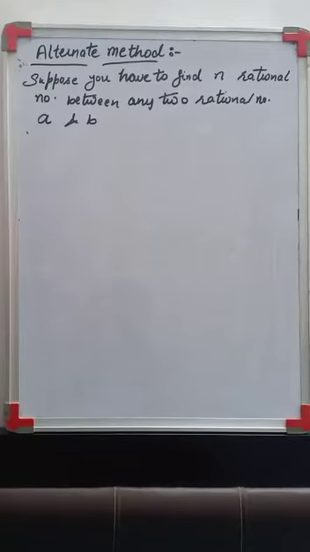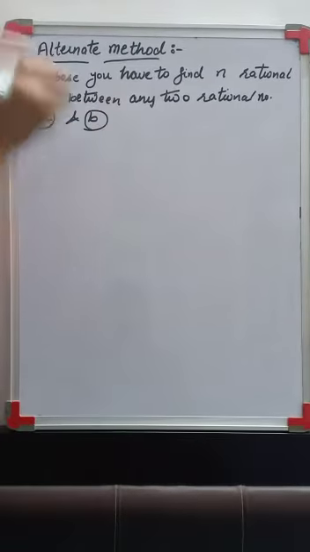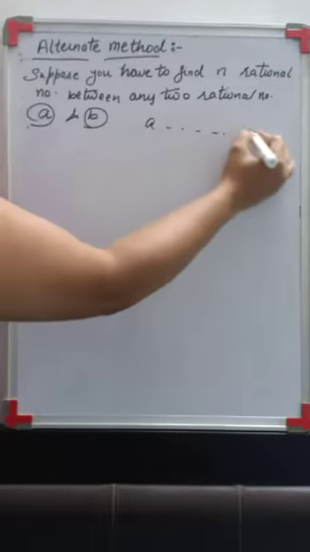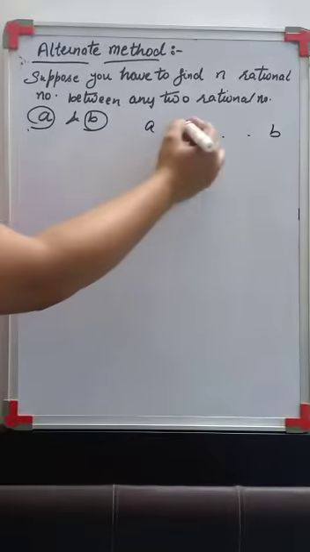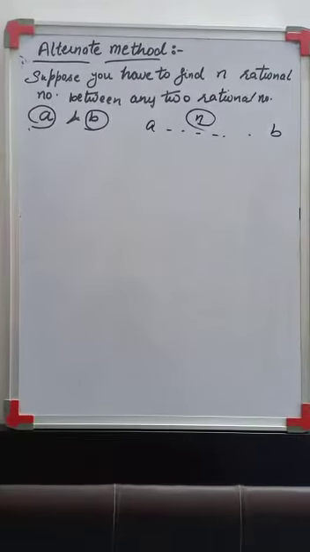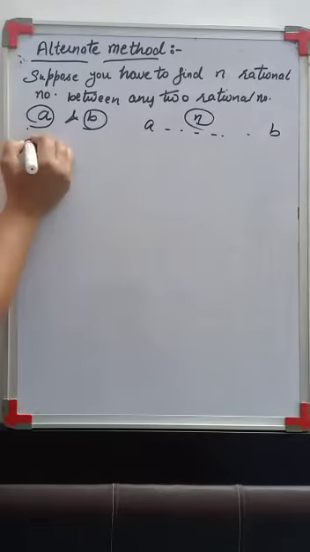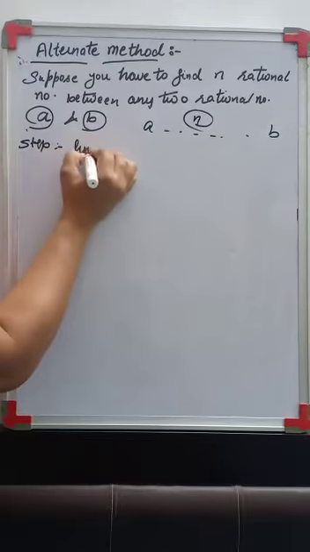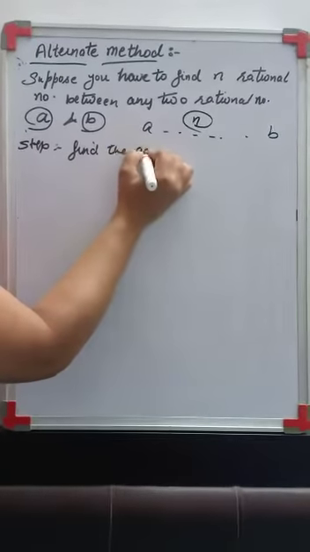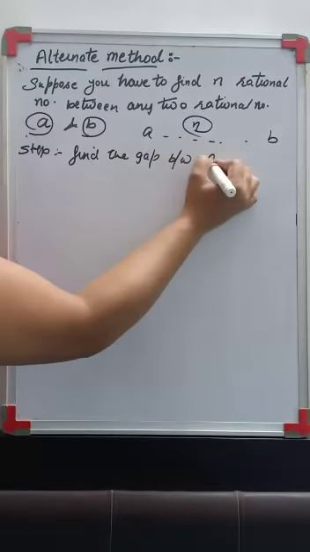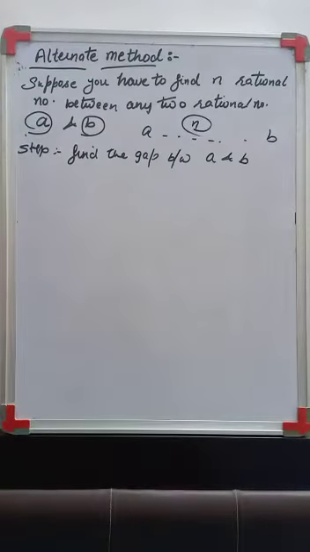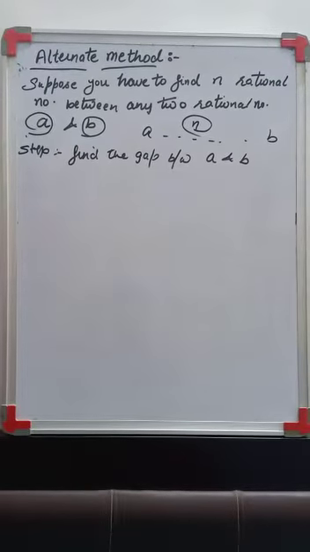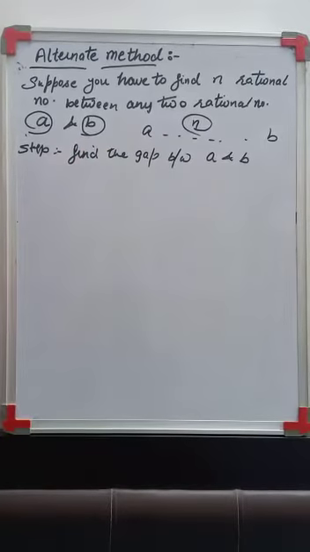So over here I am taking an example. If a and b are the two rational numbers and I want to find a lot of numbers in between a and b, and how many numbers do I want to find? N numbers, right? So step 1 will be: first you need to find the gap between A and B. It means, if two rational numbers are there, then the gap will be the difference of both the numbers.